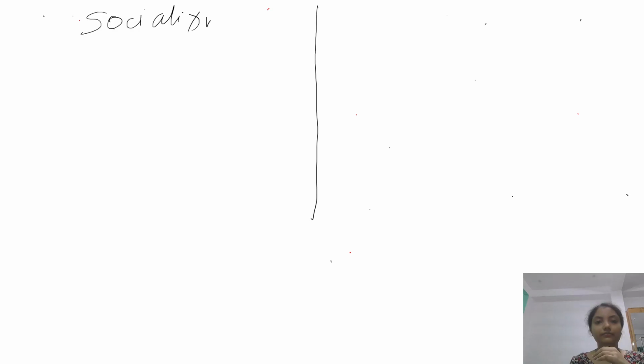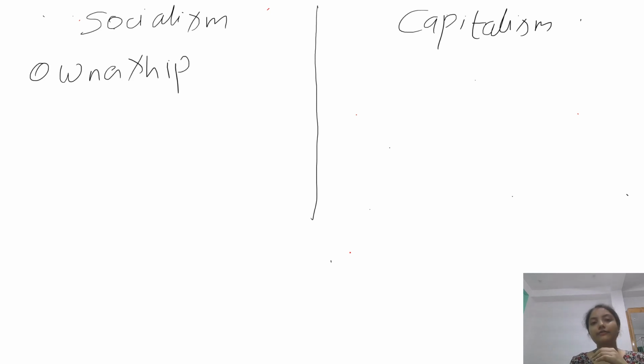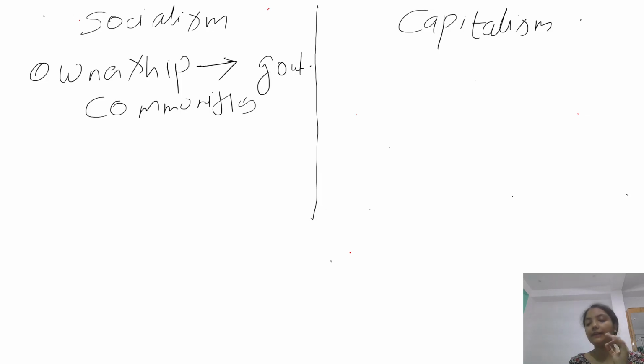What is the difference between socialism and capitalism? Here, whose ownership will it be? Under socialism philosophy, it is talking about the ownership of government, communities, and here in capitalism, ownership lies in the hands of private players.